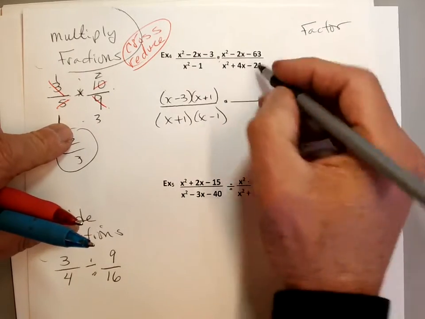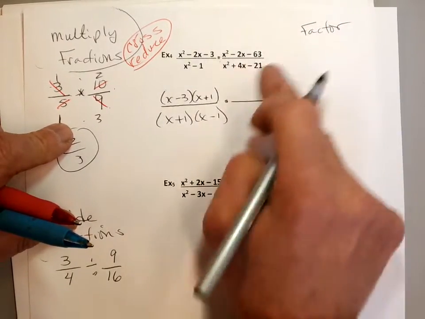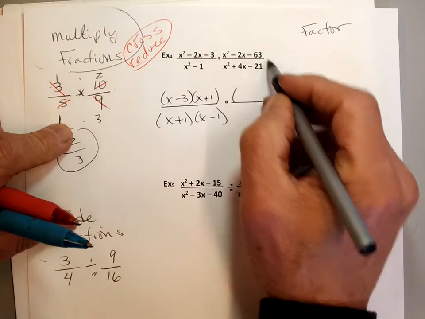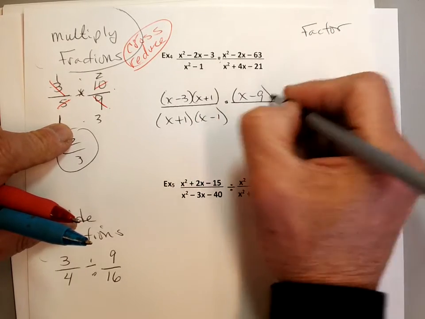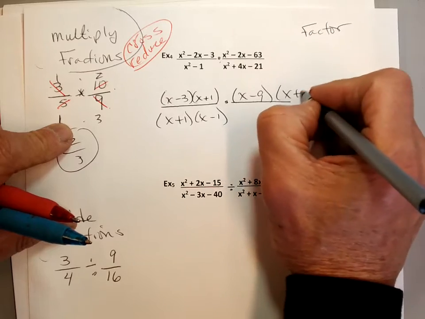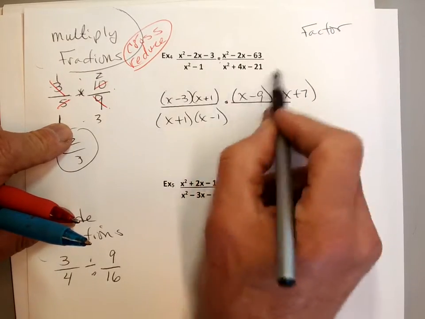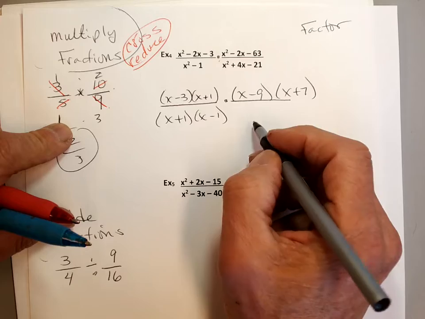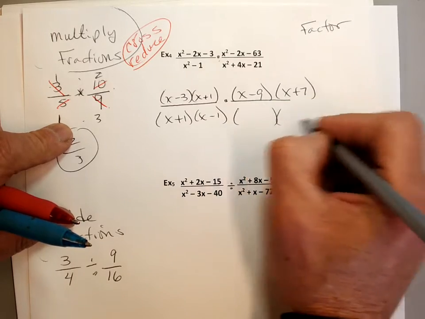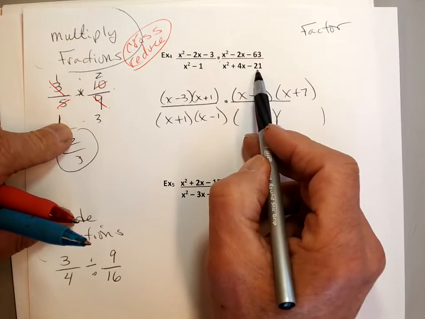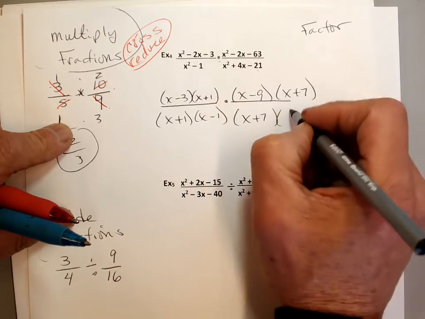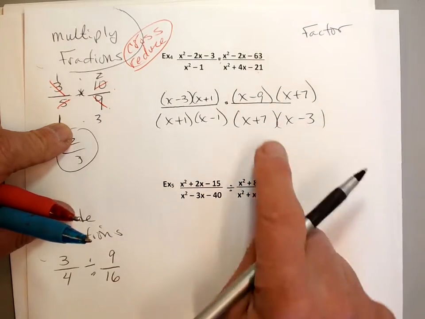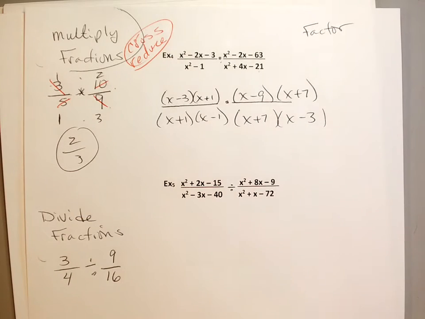Second part of this fraction, I'm going to factor it into, it's got to be a 7 and a 9 probably, x minus 9 and x plus 7. And then I'm going to factor the second fraction's denominator, probably a 7 and a 3, probably an x plus 7 and an x minus 3, because that will multiply to make negative 21 and add to make 4.